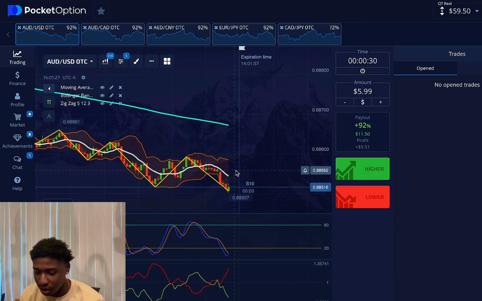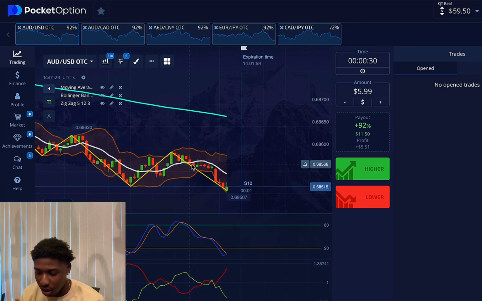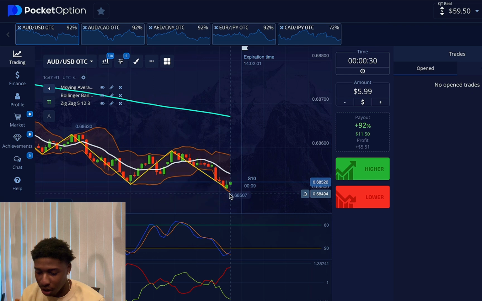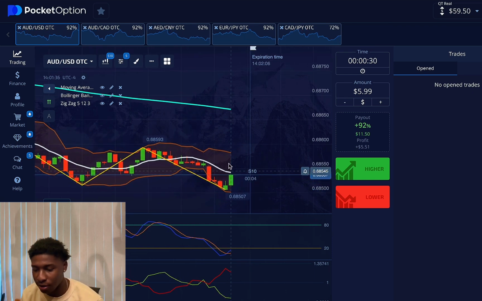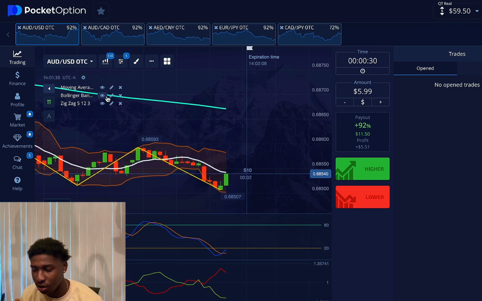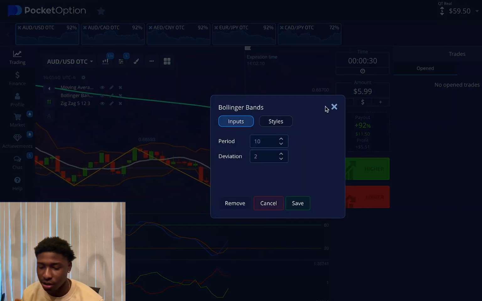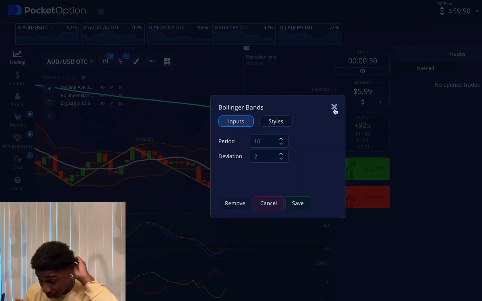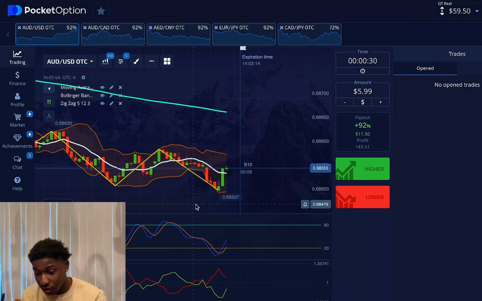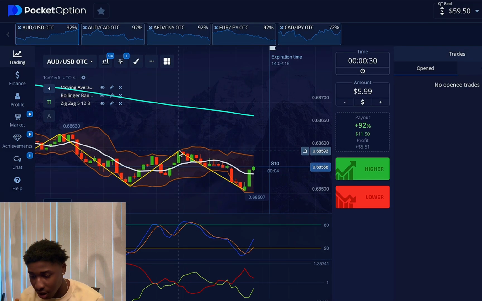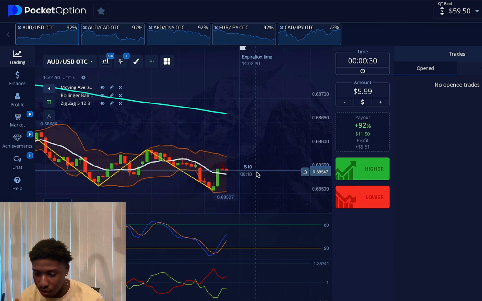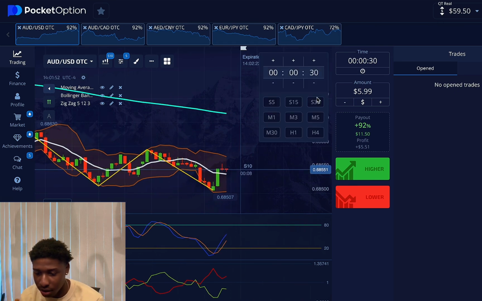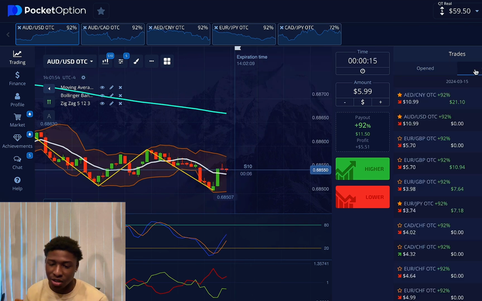I'm looking at this chart, I'm seeing that we're at the lower Bollinger Band, and the main thing I'm looking at for this strategy today is going to be the Bollinger Bands. These are the settings: just a standard 10 with a deviation of 2. As you can see, once we hit the top line, we're gonna go down. Once we hit the bottom line, we're gonna go up. So I think I'm gonna take it back to 15 seconds. That's what I have been trading on.